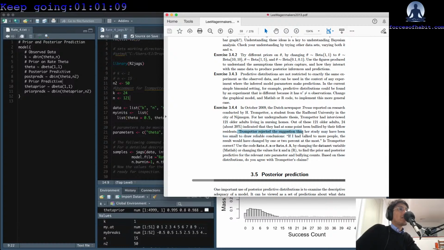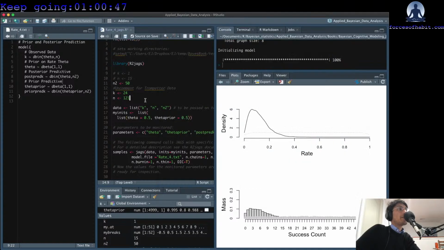He rejected the suggestion that her study may have been too small. If I had more people, the results would have changed by 1 or 2% at most. So they're claiming that with an increased sample, the results would have been different. So this is, I think, where the second n comes in, where if I had 200 here, I'm running my probability mass function on more folks.